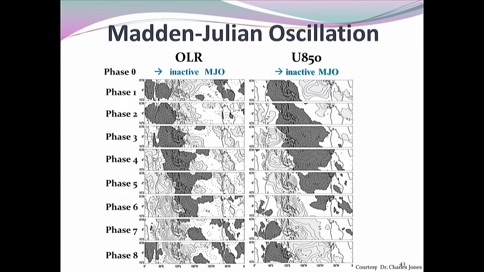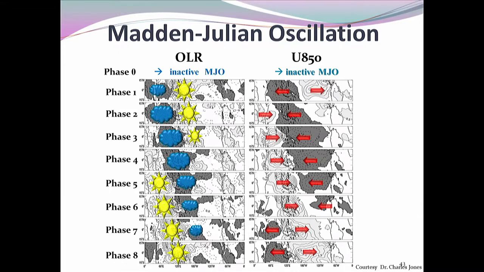Then this is just to show you, I think everybody knows this, but phase zero is negative MJO, and the other phases represent the propagation of the MJO. For example, phase two here has intensification of the convective activity and is related to the convergence of the zonal wind.